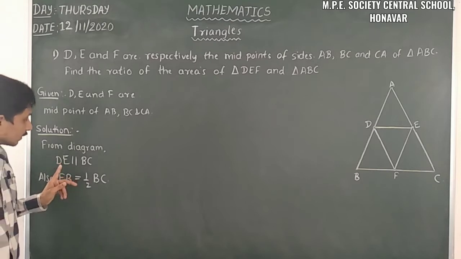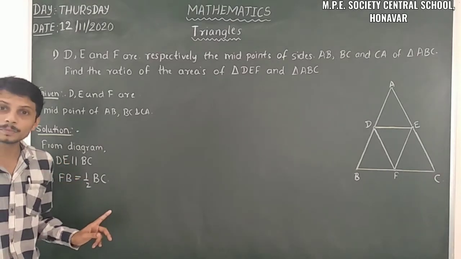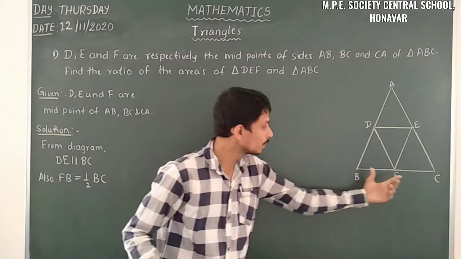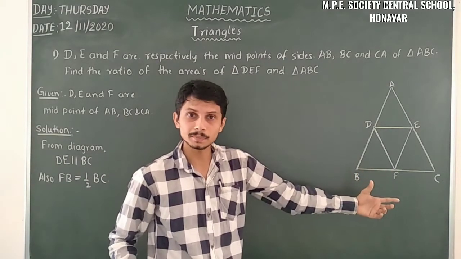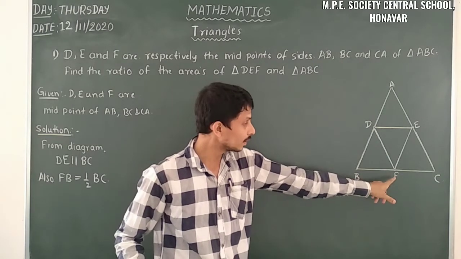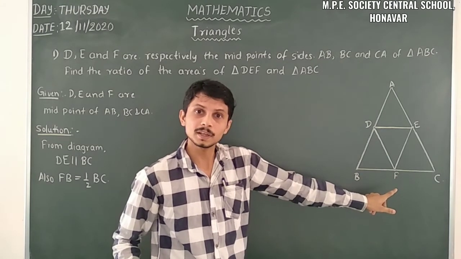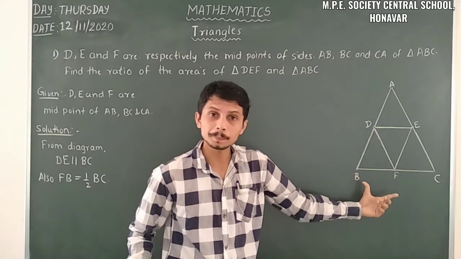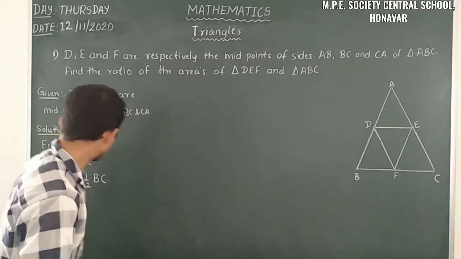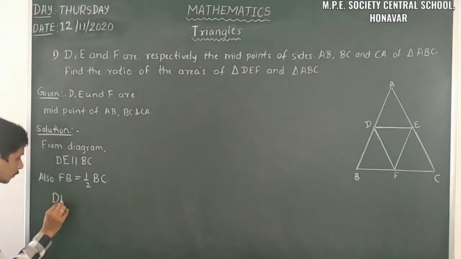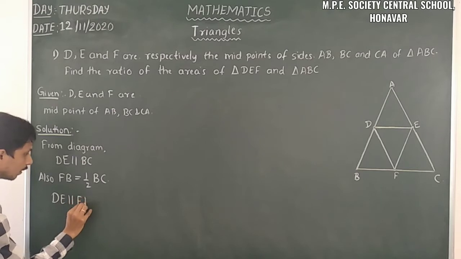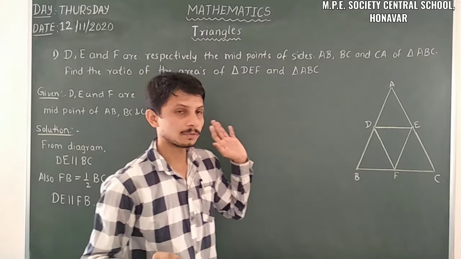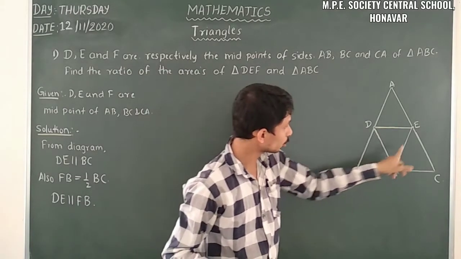That's why DE is also parallel to FB, because FB is a part of the complete side BC. So DE is also parallel to FB. Then, just observe EF.